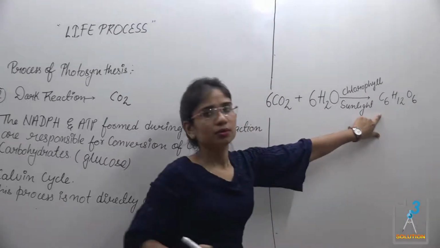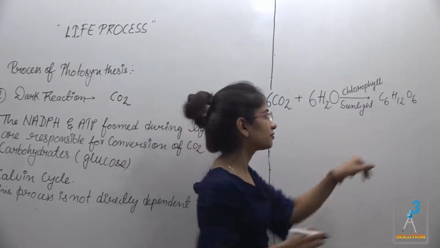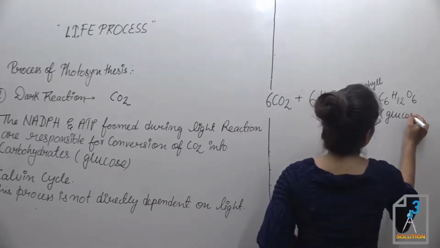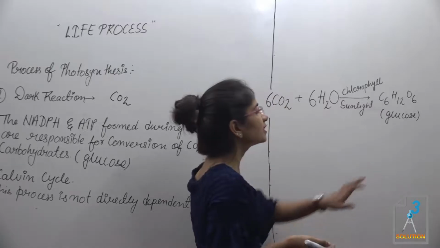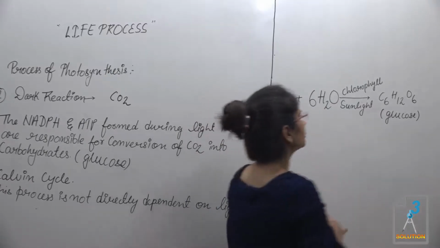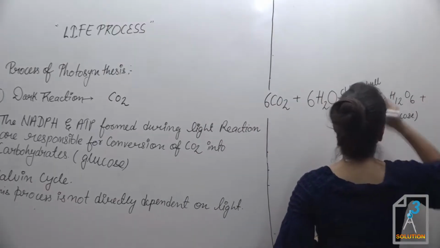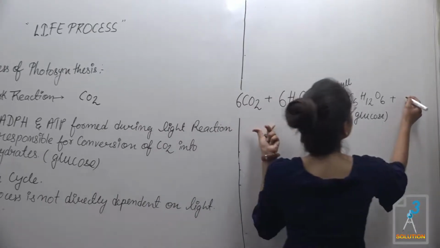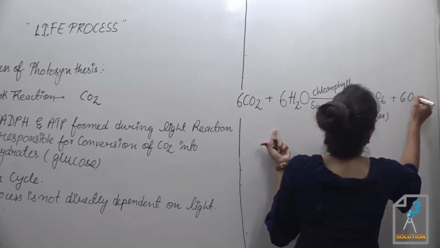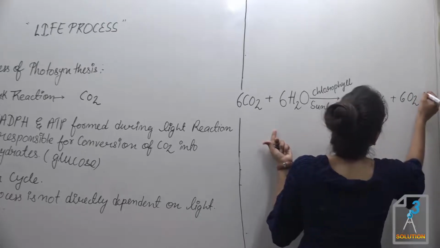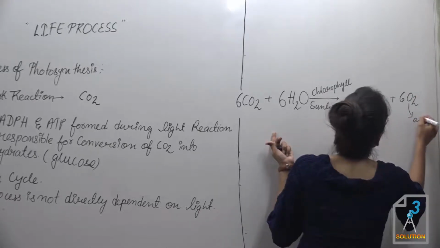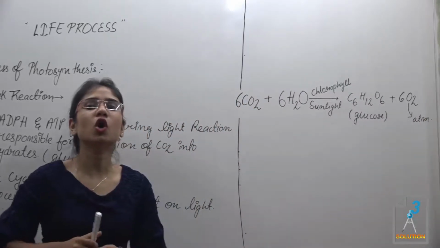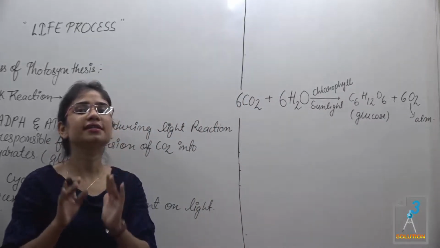C6H12O6. This formula is for glucose. And also, what will we gain? We will gain oxygen, 6O2, which will be released to the atmosphere. This is the complete equation of photosynthesis.